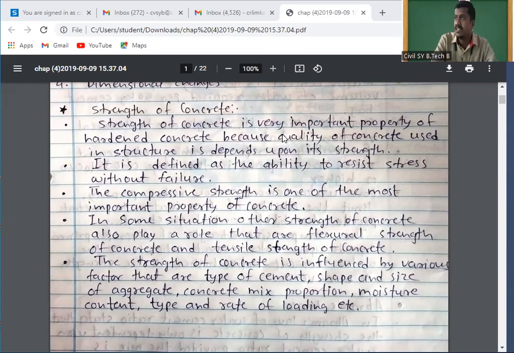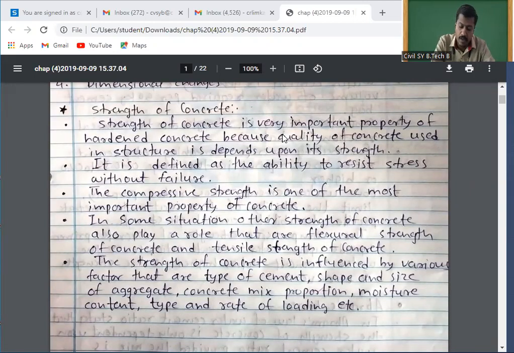So that relation is with us. That is one of the thumb rules we are also using on the site. As I told you, in the case of road construction, we design the rigid pavements based on the flexural strength. We consider the flexural strength because it's a slab-like structure, and you have to count the deflection which is going to happen.